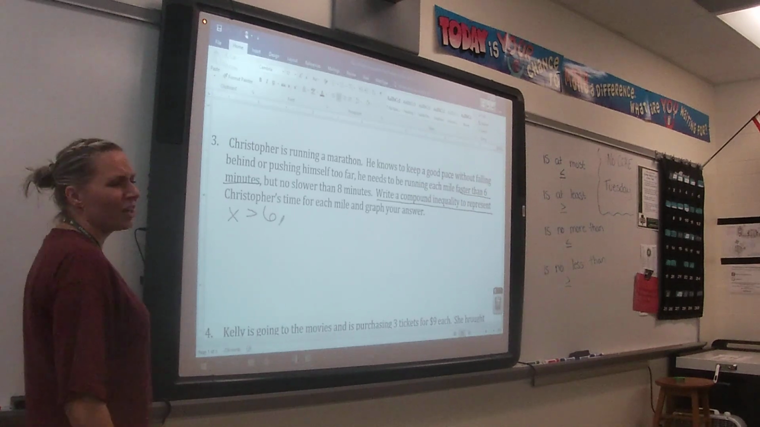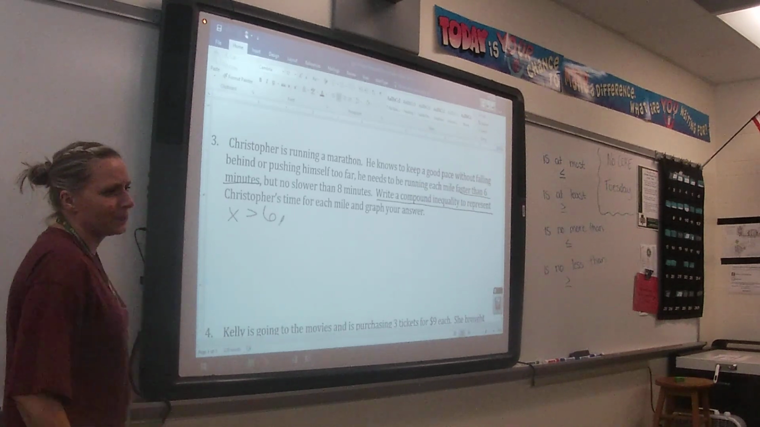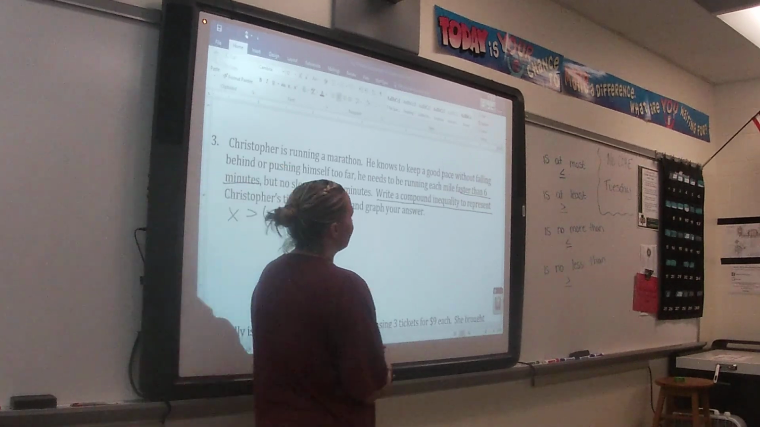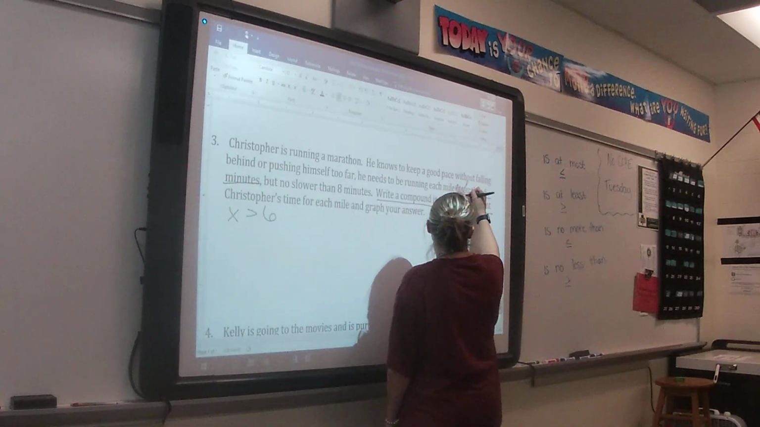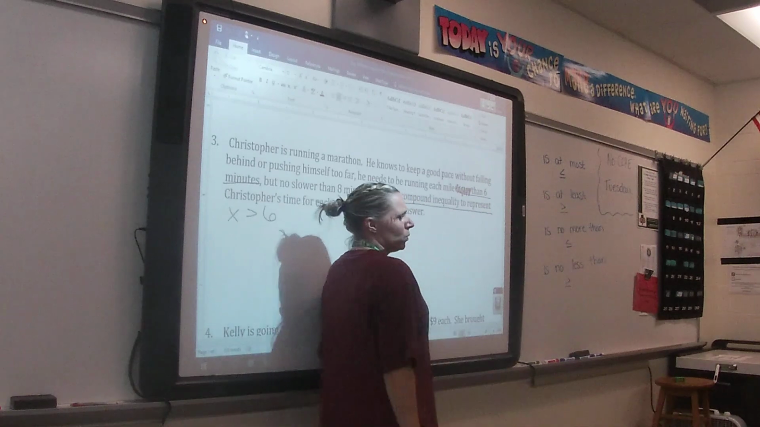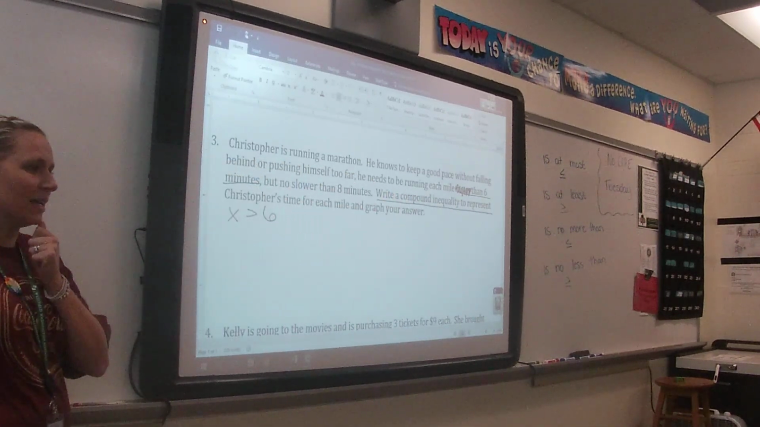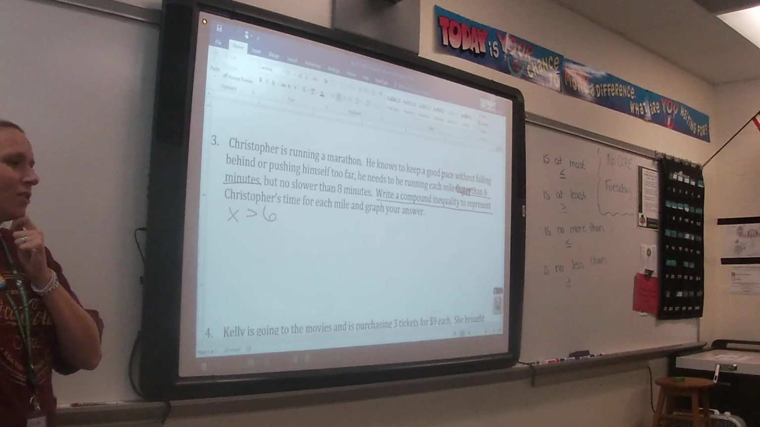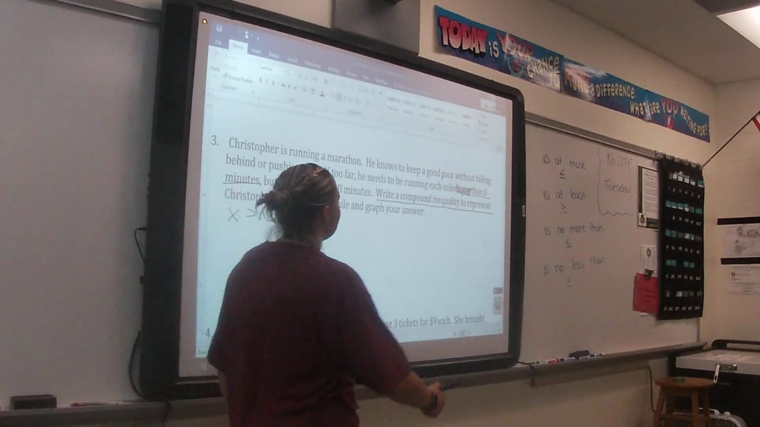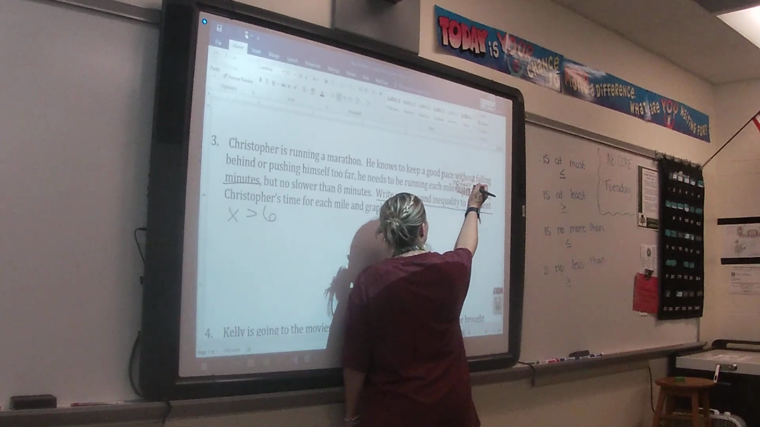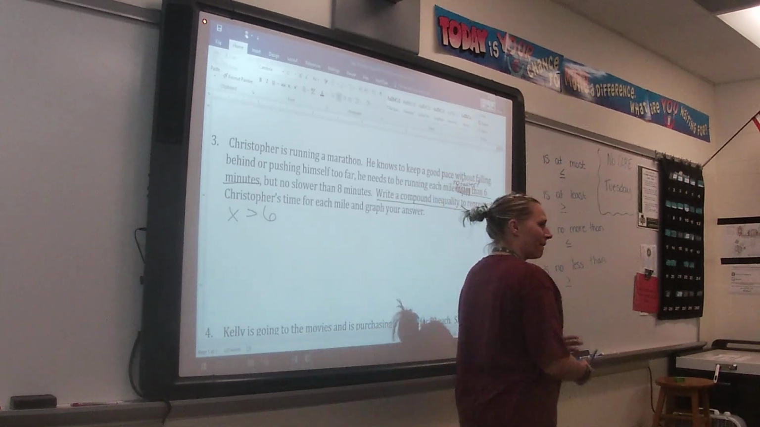Faster? Longer than? That wording isn't very good. What wording would you say there? You wouldn't say faster, because if you're running faster, it'd be less minutes. Right? No faster than? This seems like a no faster than. Sorry, that's a typo. But then it would be less than or equal to 6.